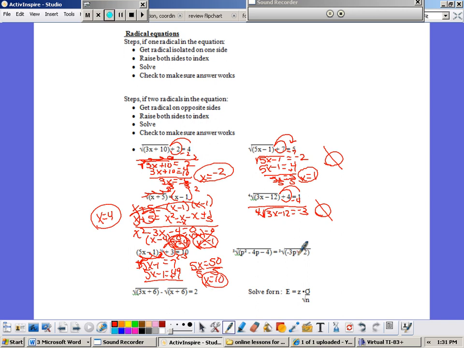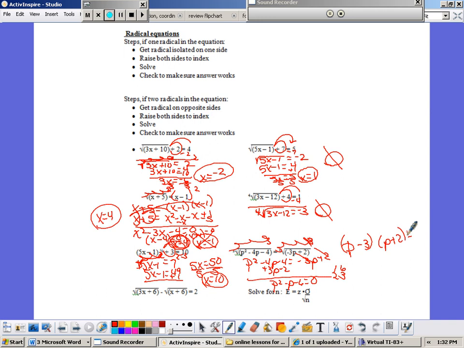These both have the radicals by themselves. I need to cube them because they both have the same index. So I get p squared minus 4p minus 4 equals negative 3p plus 2. I have a squared, so everything to one side. P squared minus p minus 6 equals 0. 1 and 6, 2 and 3. Subtract for negative 1. P minus 3, p plus 2 equals 0. P is 3, p is negative 2.